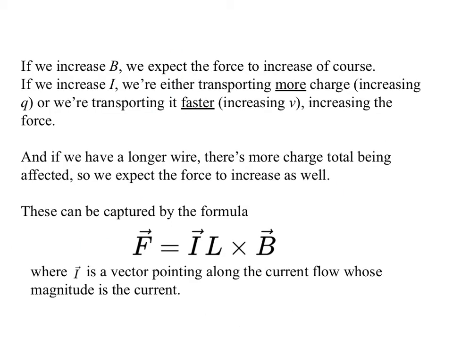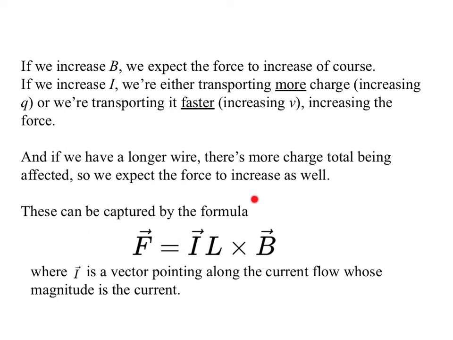Let's think about how we might increase the QV cross B force. Well, if we increase the magnetic field, we would expect the force to increase, of course. And if we increase the current, we either are transporting more charge, which increases Q, or transporting it faster, increasing V. That's the only way to get a higher current. One or both of those things must be true. And in either case, if we increase Q or increase V, we increase the force. And then finally, if we have a longer wire, there will be more charge total being affected, so we'd expect the force to increase as well. In other words, we capture more charge in the field.